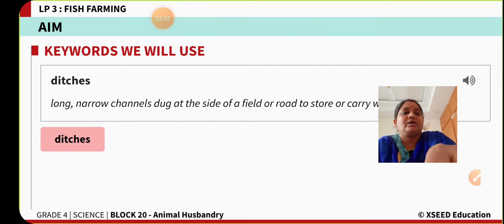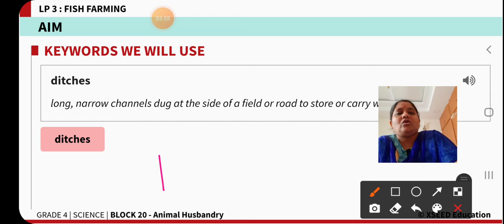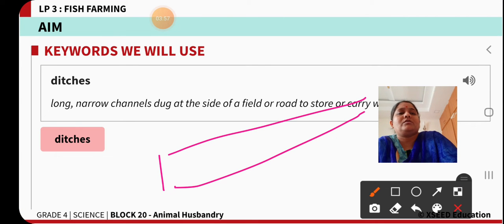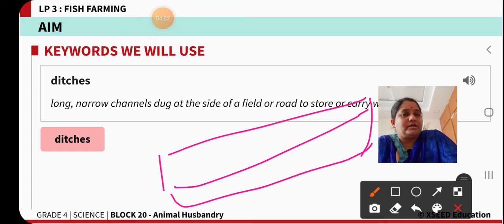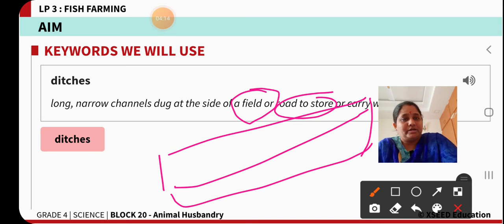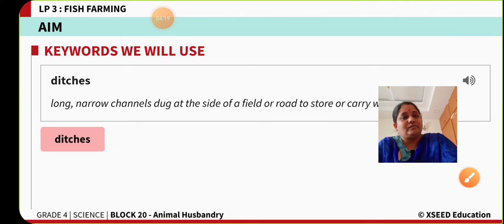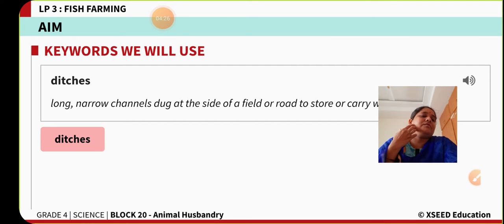In today's class we are going to learn a keyword that is called ditches. Ditches are nothing but long, narrow, channel-like structures that are dug near the sides of agricultural fields or even on the roadsides or sides of river banks, so that you can carry out the water and change it very easily. Ditches: long, narrow channels dug at the side of a field or road to store or carry water away.